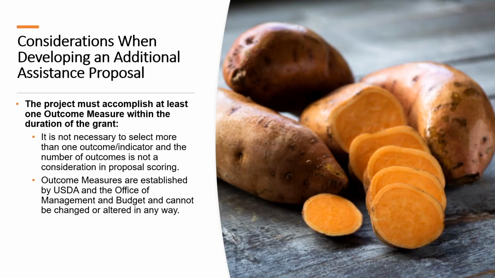Third, the project must be able to accomplish at least one outcome measure. Like program priorities, the number of outcome measures and indicators is not a factor in scoring criteria. It is most important that you select an outcome measure that can reasonably be achieved, measured, and reported upon within the grant duration. Also note that changes cannot be made to the outcome measures as written.